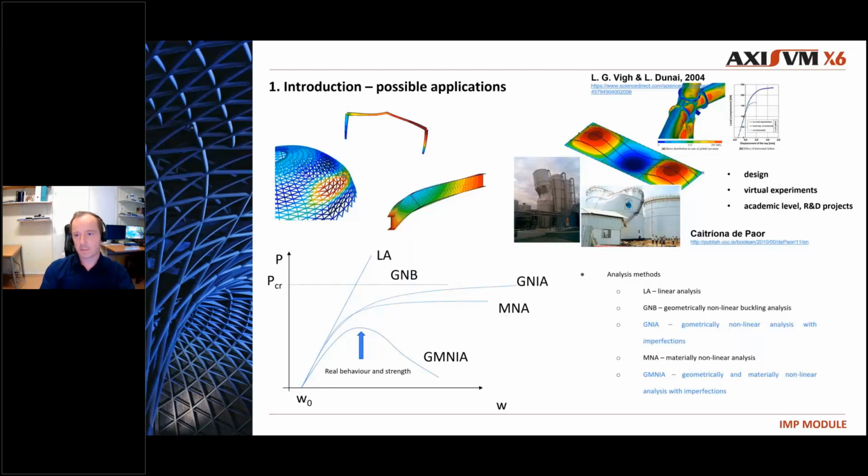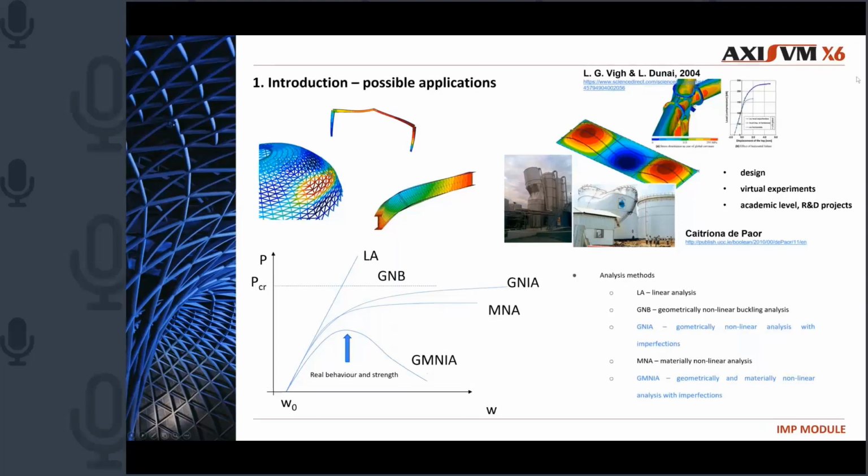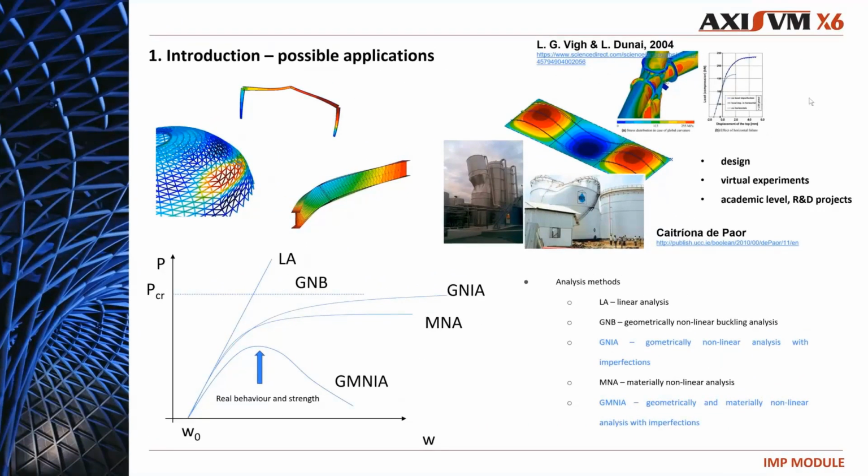In case of finite element based design, we can design complex structural solutions, for example, shells, plated structural elements, and complex steel joints. This can be used not only in design, but in virtual experiments and in research and development projects. And we can say that this new feature is one of the new features that raise Axis to the highest level, almost to academic level.